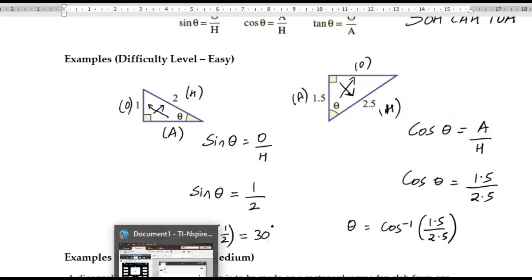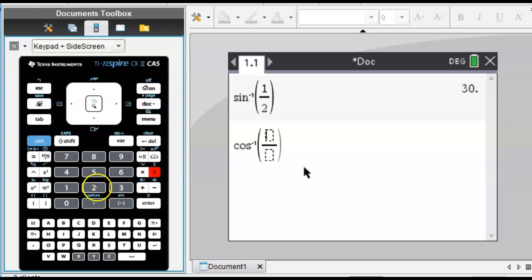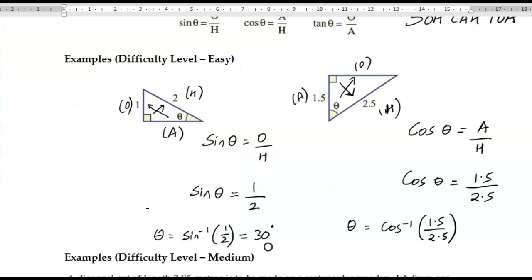So I'm going to go to my calculator again. We select the trig option, and this time I'm going to select the cos inverse. So 1.5 over 2.5. Control enter. So 53.13 degrees.